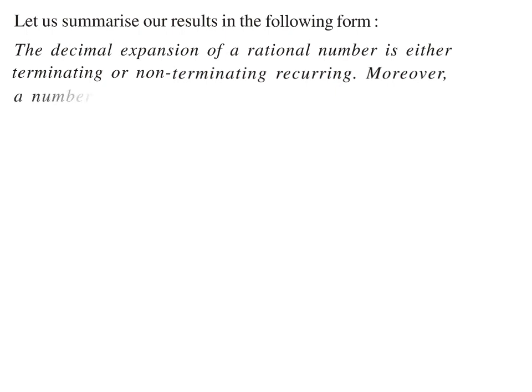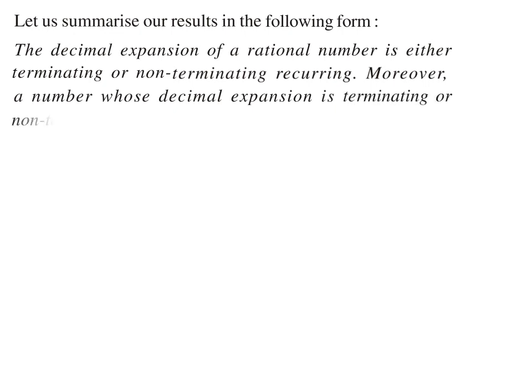Moreover, vice versa, a number whose decimal expansion is terminating or non-terminating recurring is rational. So you have to remember two things: the decimal expansion of a rational number is either terminating or non-terminating recurring, and moreover a number whose decimal expansion is terminating or non-terminating recurring is called a rational number. So you have got the concept about the decimal expansion of a rational number.